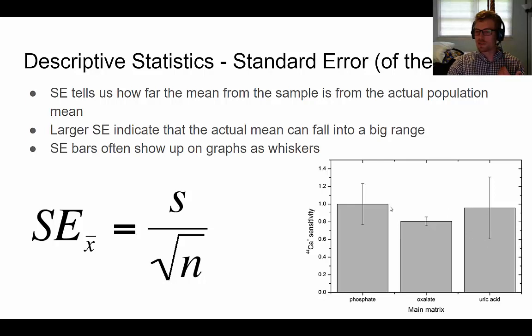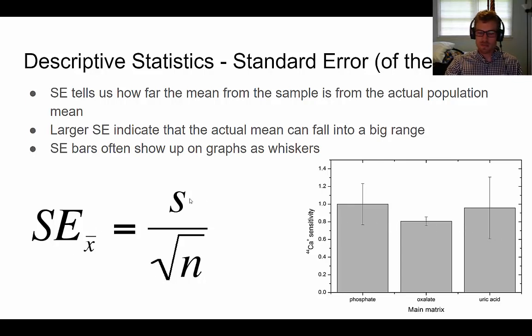So it is possible that the actual population means could be all the same, right? The population means for all three of these different treatments could all be the same. And so this is a way to be able to interpret your data and say, okay, is there an actual difference between my different experimental groups, my different treatment groups here, or are they all the same? And here it is certainly possible that they could all be the same because of the overlap.